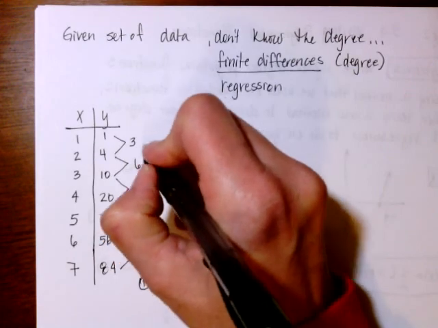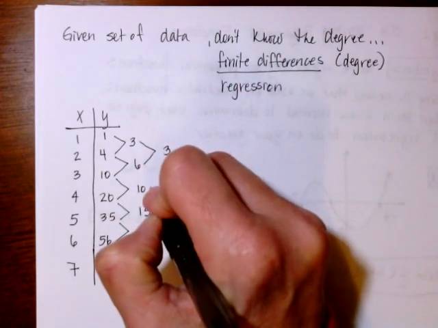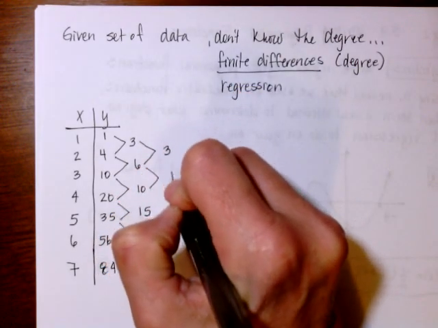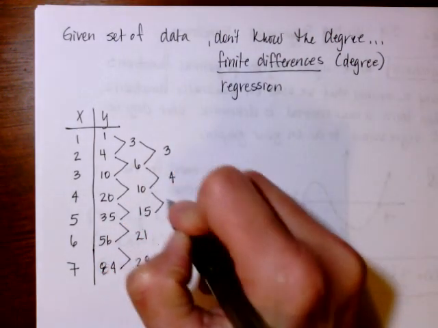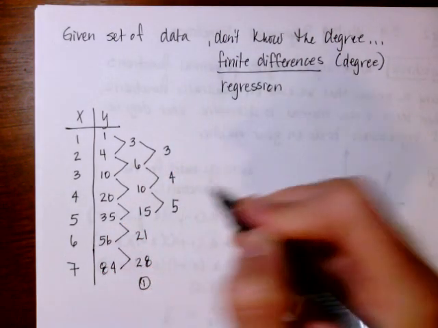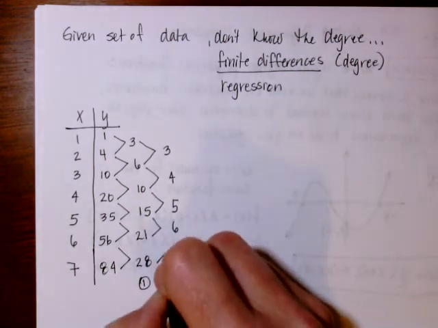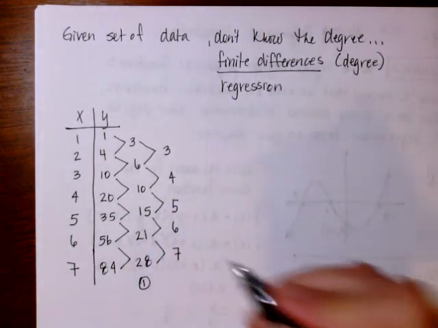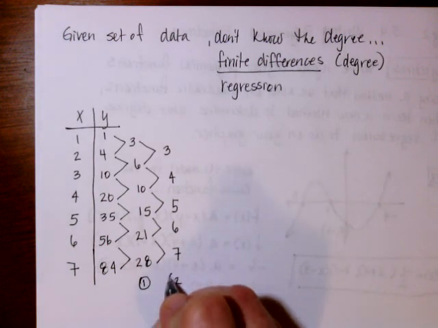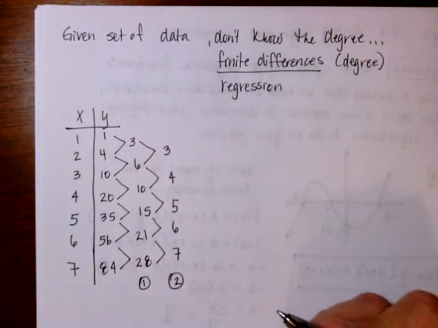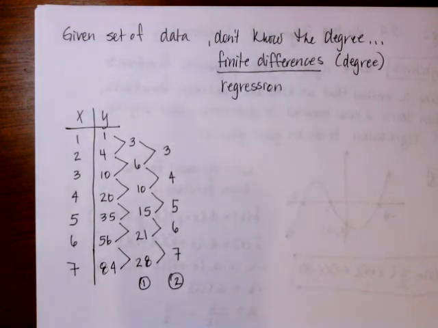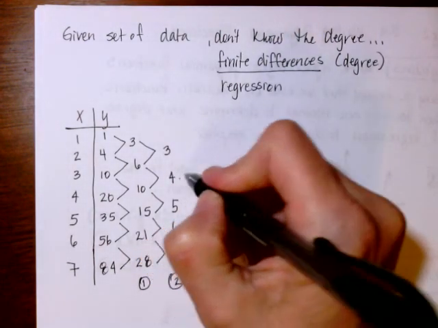So I'm going to do 6 minus 3, and I'm going to get 3. 10 minus 6, and I get 4. 15 minus 10, and I get 5. 21 minus 15, I get 6. And 28 minus 21, I get 7. That particular column of numbers doesn't match yet, so now I need to do it one more time, hopefully one more time.